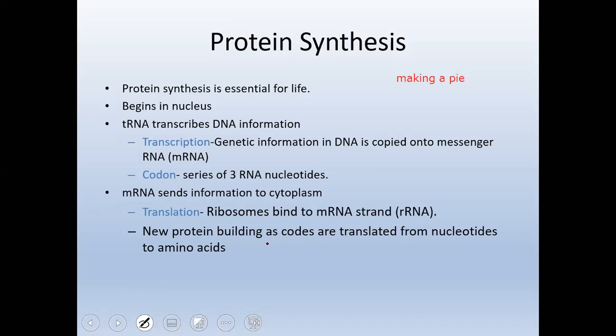My codon, which is messenger, I'm going to take that recipe to the grocery store, and I'm going to get all of the ingredients that I need. Translation, I'm going to take the recipe and the ingredients that I now have, and I'm going to make the thing. I'm going to make the pie.